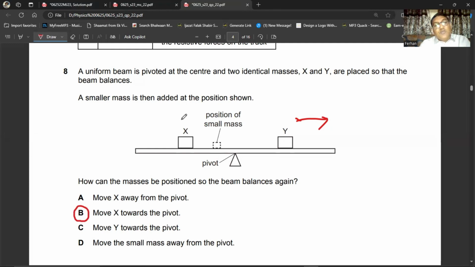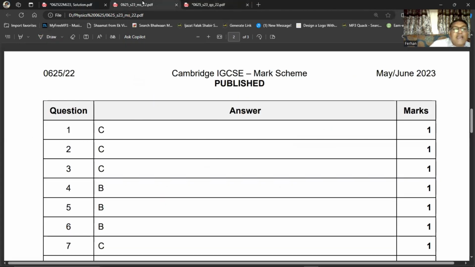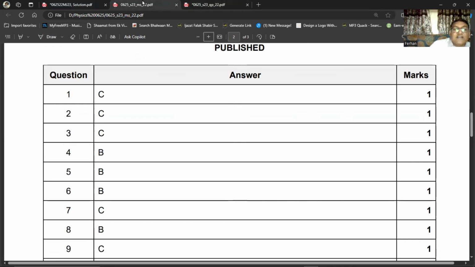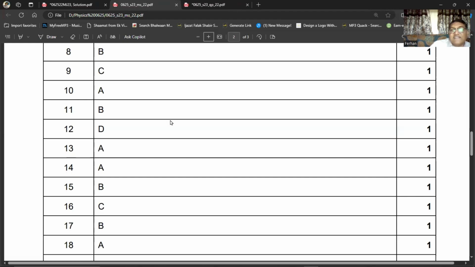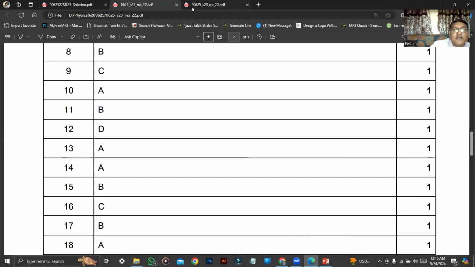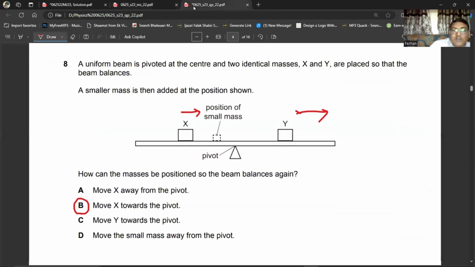You see, if you move X towards the pivot, what will happen? The moment arm of the weight of this X will decrease. And due to this, the anti-clockwise moment will decrease. So then they might become equal to the clockwise moment. So I think question number 8, B is the answer, sir. Question number 8, let's see, B is the right answer, sir. This is a little tricky question. Okay, now we have the next question.